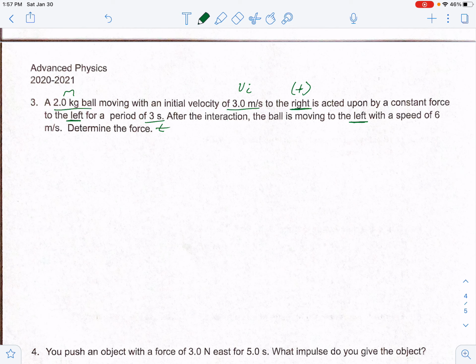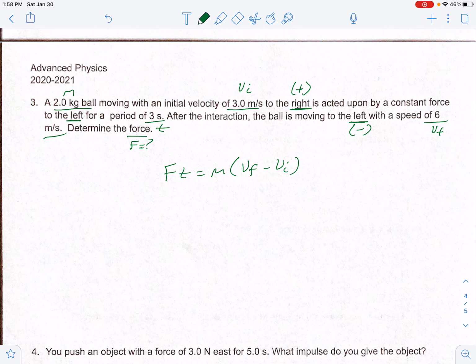So moving to the left, I'm going to say left is negative. Since right was positive, left has to be negative. And I have a speed of 6 meters per second. So that is my V final. Determine the force. So we're looking for F, that's my question mark. I have M, I have 2 V's, I have T. So this is going to be F times T equals M. Since I have 2 velocities, I'm going to make sure I do VF minus VI.